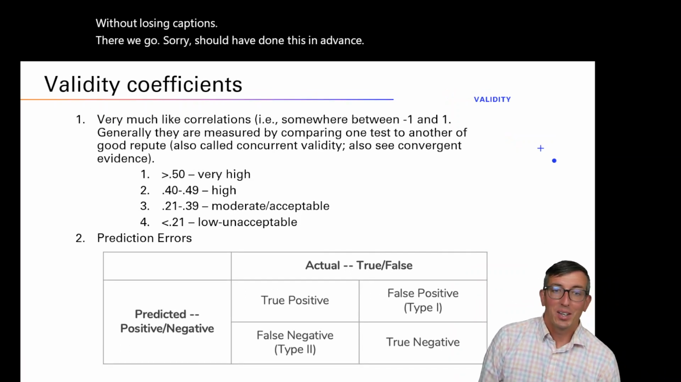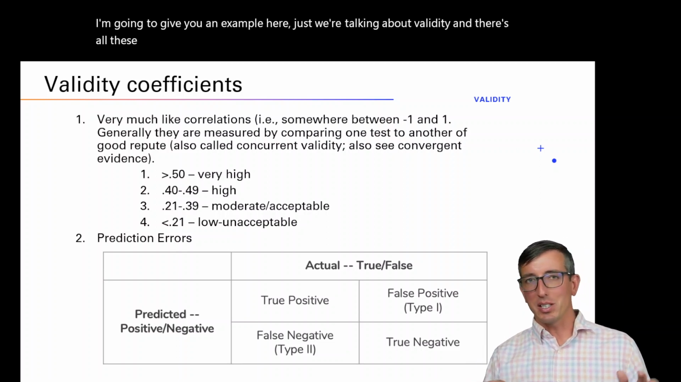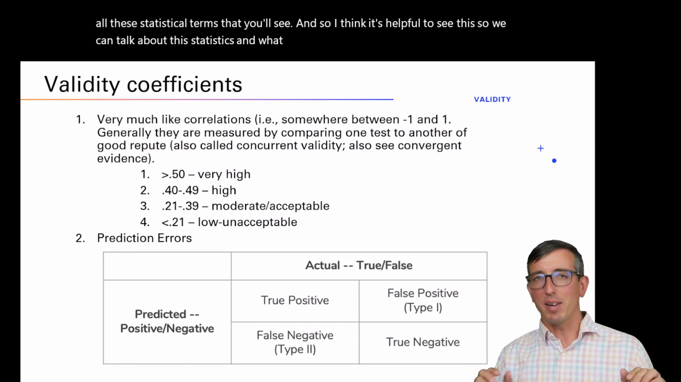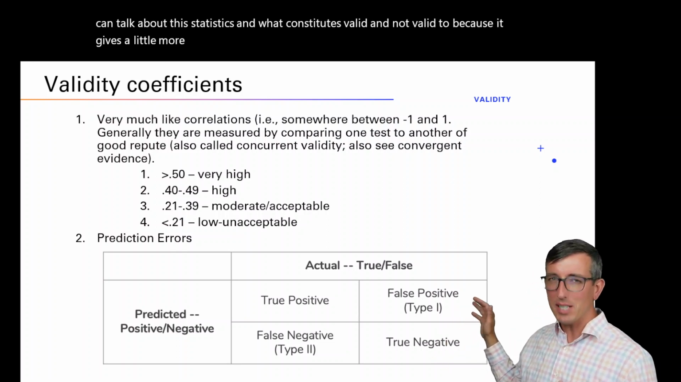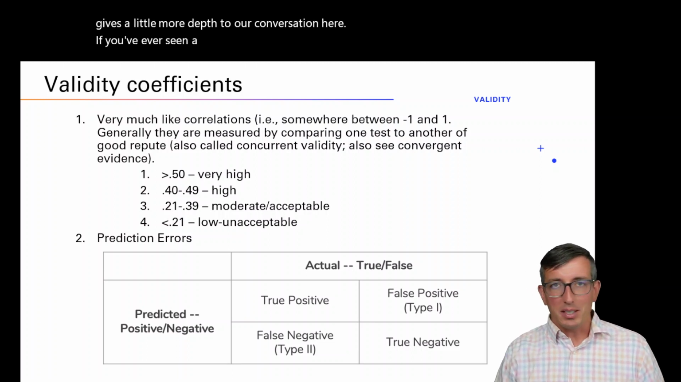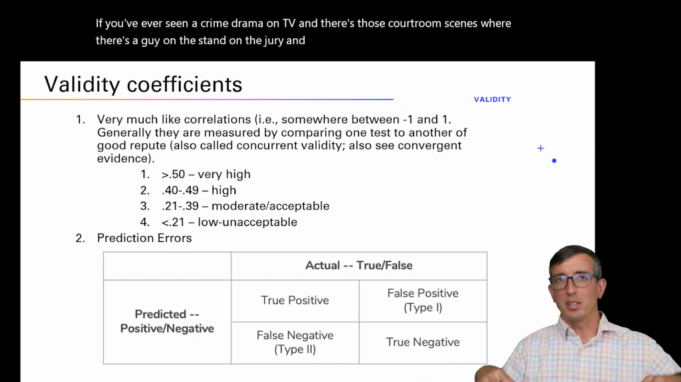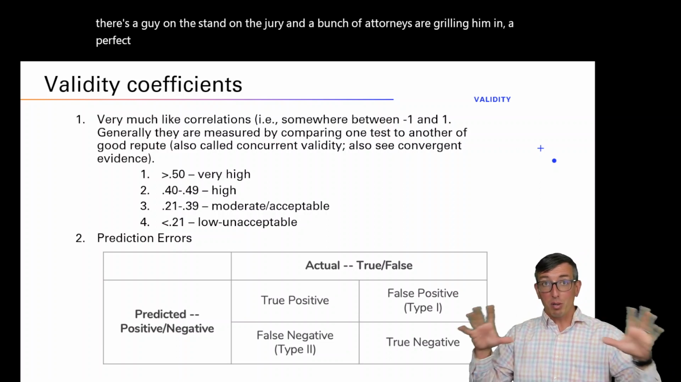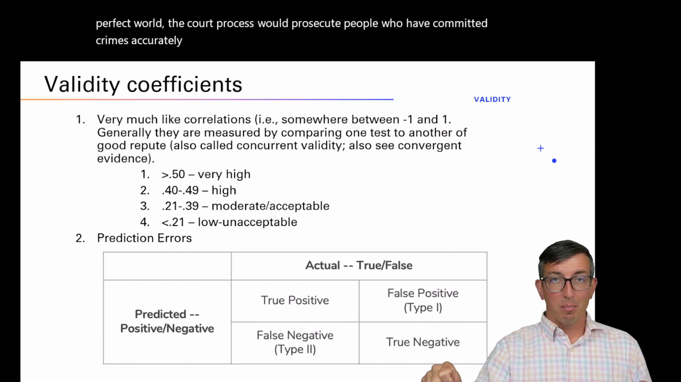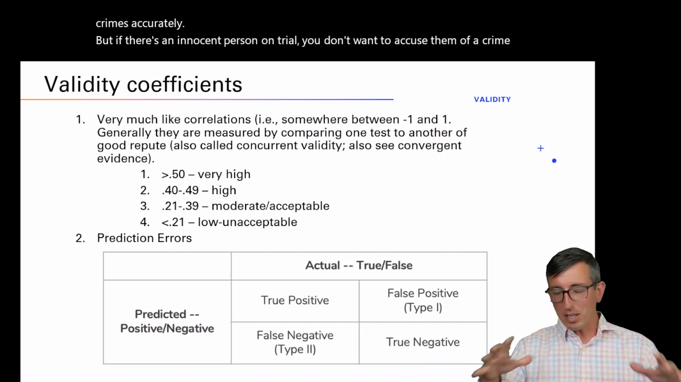I'm going to give you an example here. We're talking about validity, and there are all these statistical terms that you'll see, and I think it's helpful to see this, so we can talk about the statistics and what constitutes valid and not valid, because this gives a little more depth to our conversation. If you've ever seen a crime drama on TV, with those courtroom scenes where there's a guy on the stand and a jury, and a bunch of attorneys are grilling him, in a perfect world the court process would prosecute people who have committed crimes accurately. But if there's an innocent person on trial, you don't want to accuse them of a crime. So let's break this down in a really simple example.